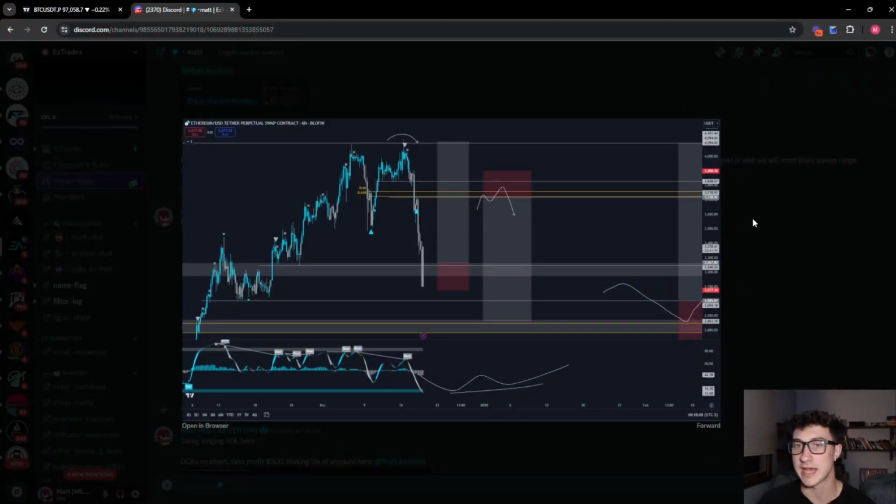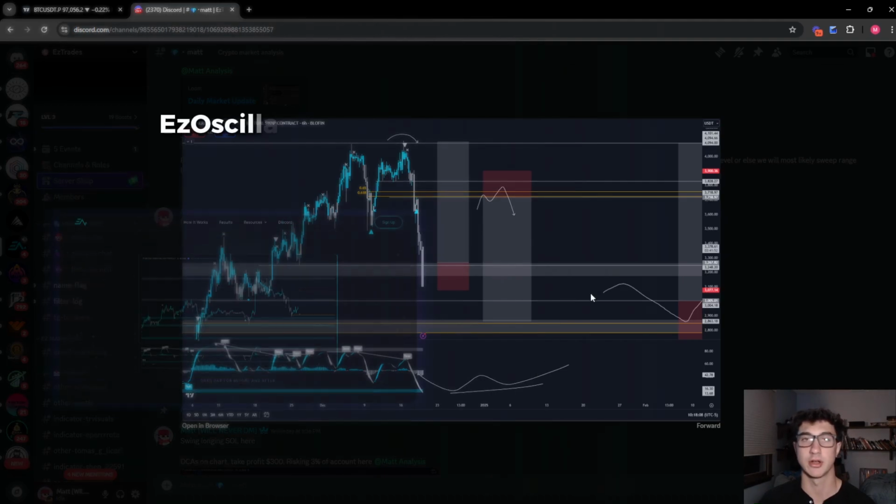You will see that I always have my key levels identified in advance, as well as what I want to see on the oscillator. Now, the oscillator that I'm going to be using to find these bullish and bearish divergences is called the Easy Oscillator.